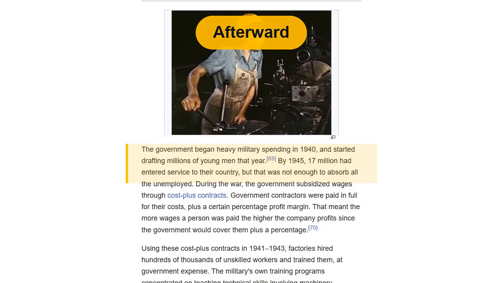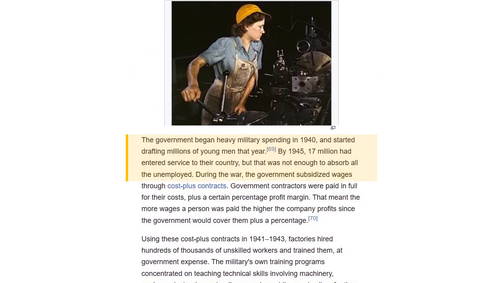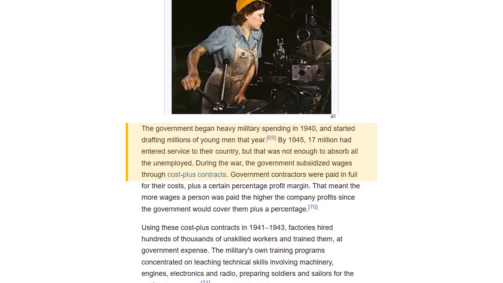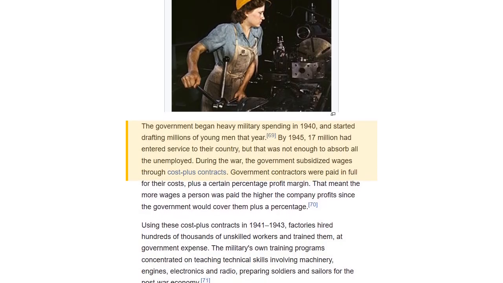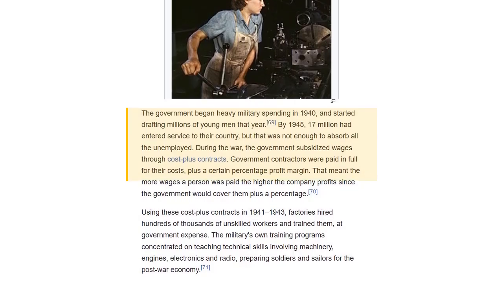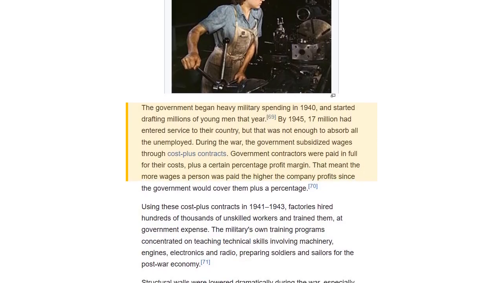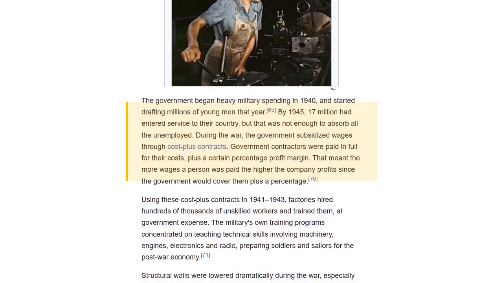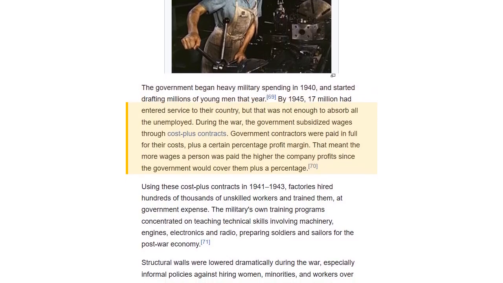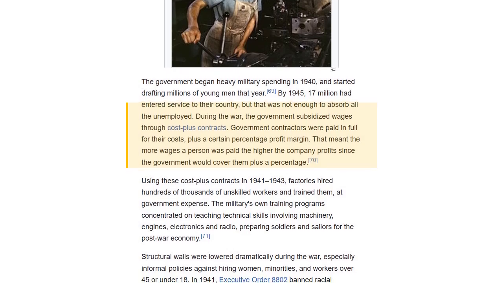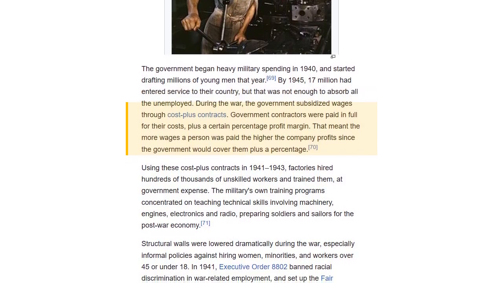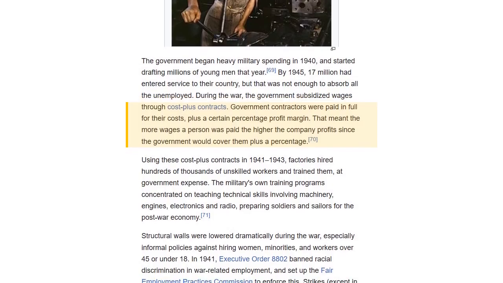Afterward, the government began heavy military spending in 1940 and started drafting millions of young men that year. By 1945, 17 million had entered service to their country. But that was not enough to absorb all the unemployed. During the war, the government subsidized wages through cost-plus contracts. Government contractors were paid in full for their costs, plus a certain percentage profit margin.